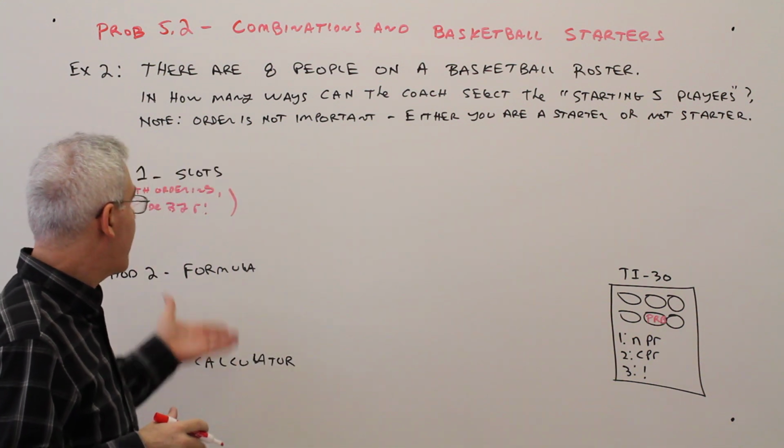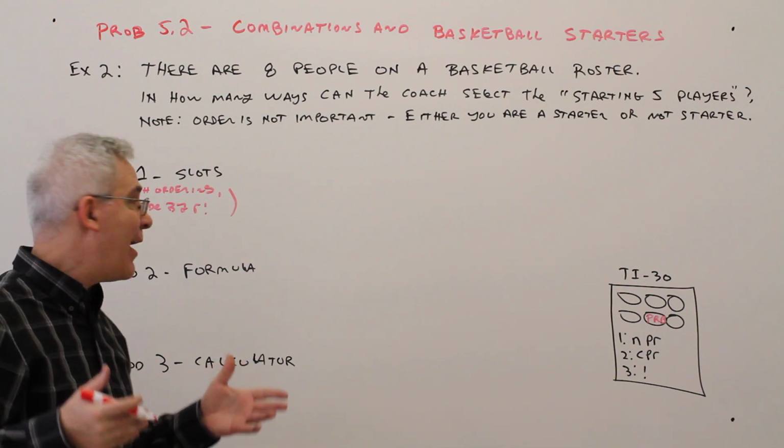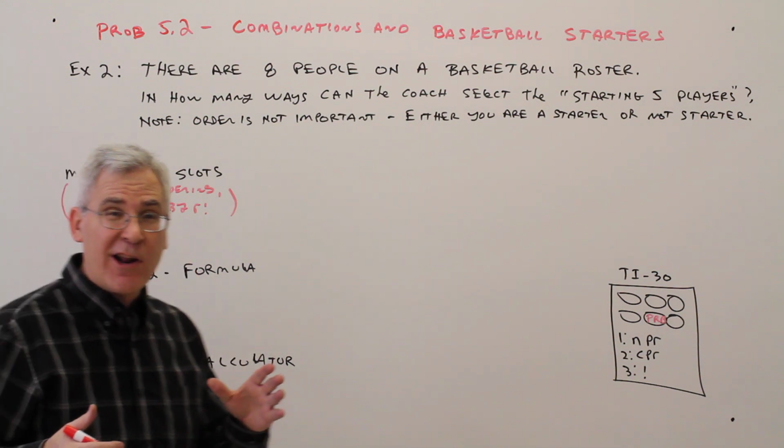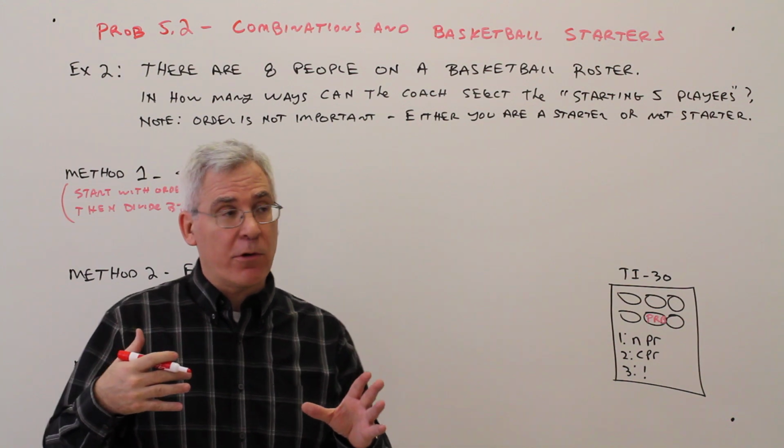All right, we're going to do it in 3 different ways. The first way is more intuitive, it's with slots, and we're going to start out with ordering and then divide by that r factorial to cancel the ordering.